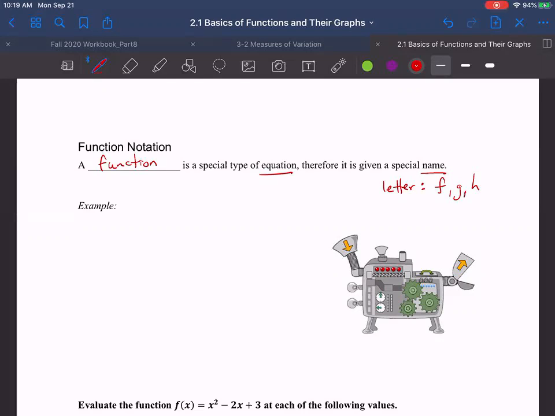Some examples you might be used to is something like f of x equals 2x plus 1. You may have seen this before as something like y equals 2x plus 1, but that is a function. You might also have g of x equals x squared plus 5x plus 22.